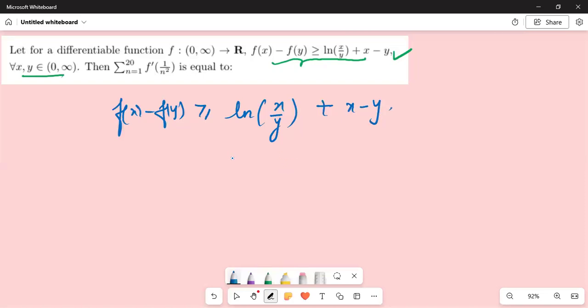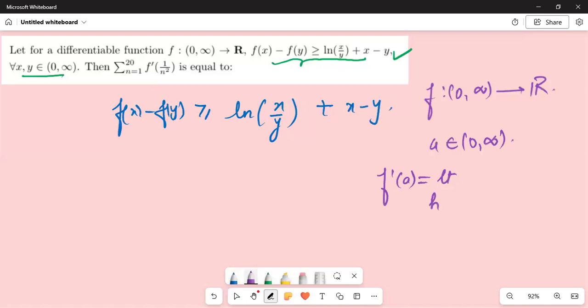Now you can see that it is having some form of the derivative when you calculate the derivative using the first principle. Since f is defined from 0 to infinity, and let a be a point in 0 to infinity, to calculate the value of the derivative of f at the point a, you need this definition.